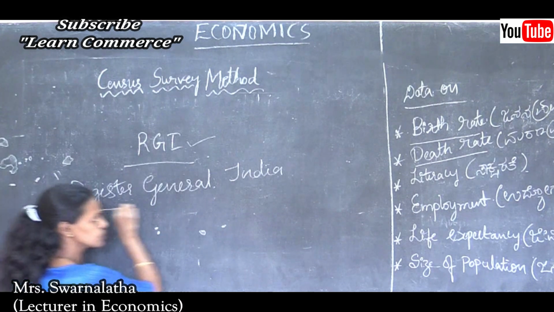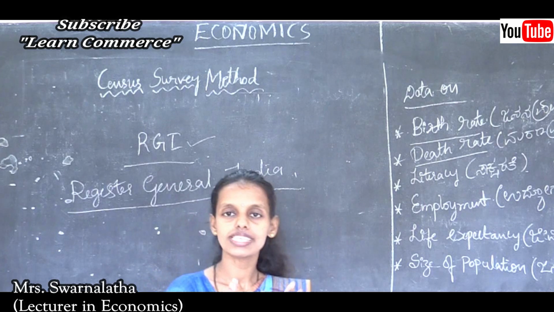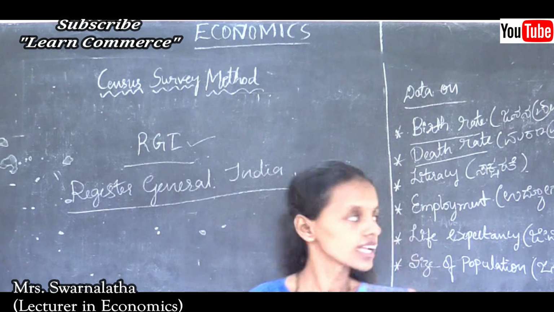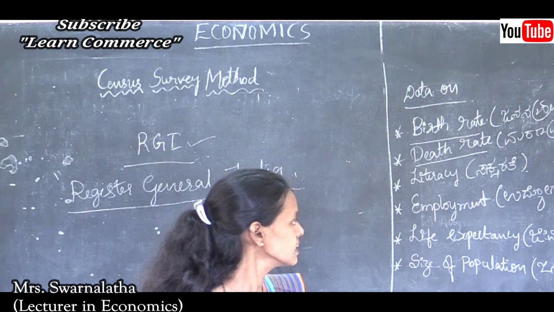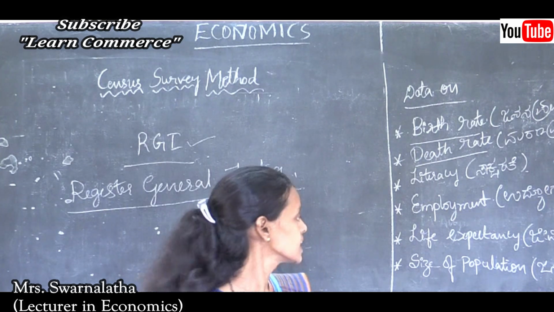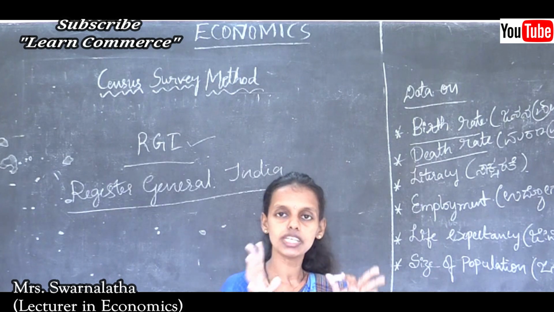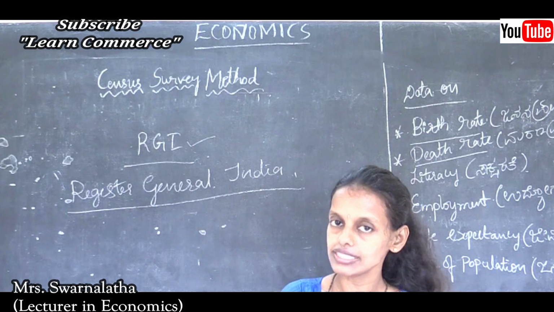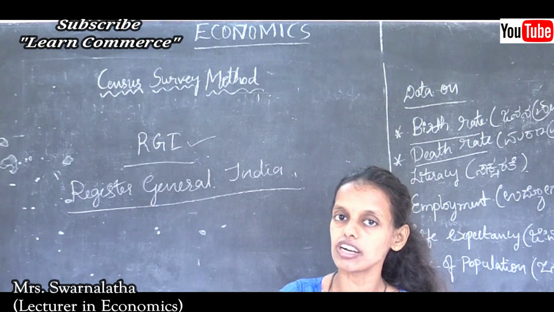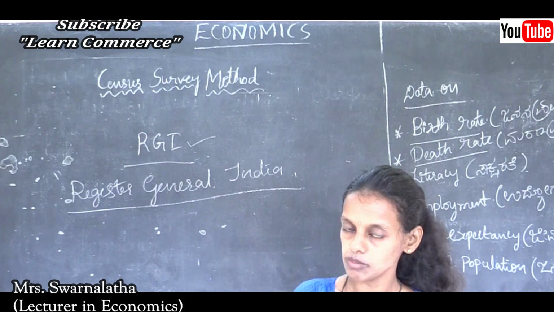So after publishing these census results, one can see what is the condition of India regarding the birth rate, death rate, life expectancy, literacy, employment, then regarding the size of population. So complete enumeration you can see in this census survey method. Thus it is said to be the best method of collecting data under the statistical observation.